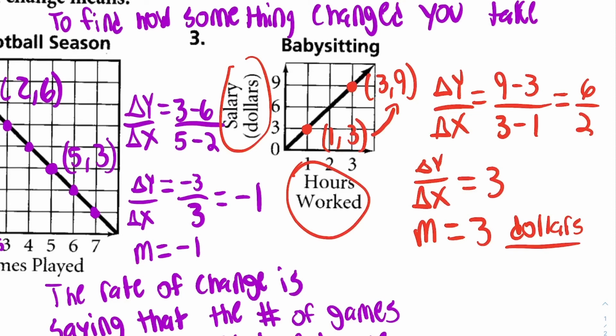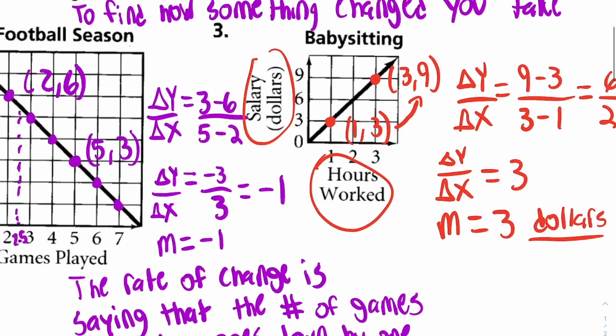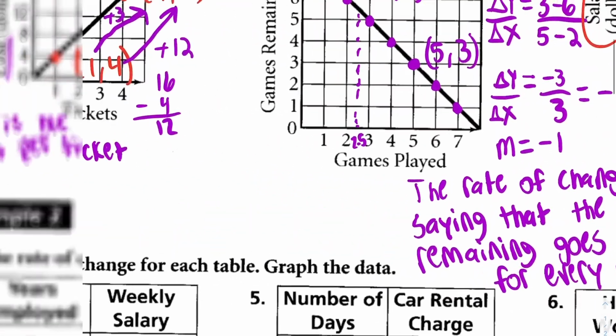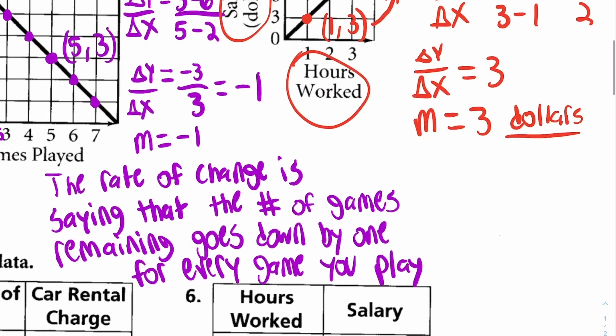And then instead of writing out the whole sentence, we can write $3 per hour, or $3 divided by the number of hours.